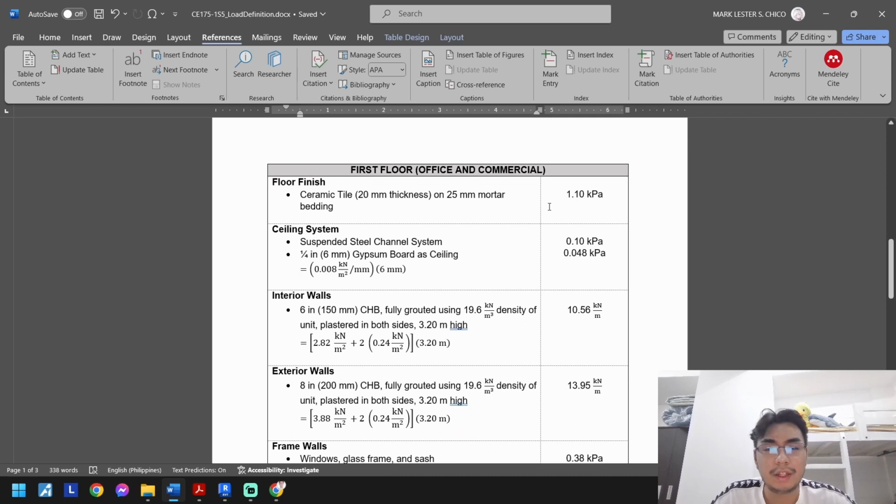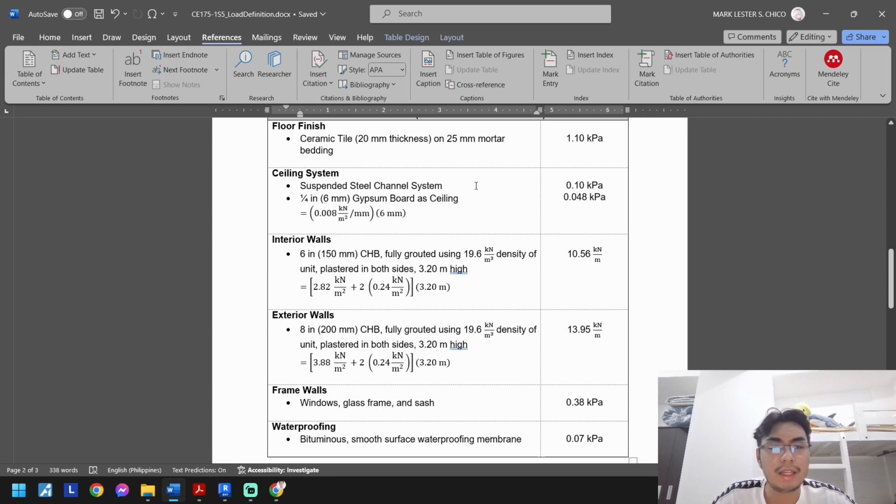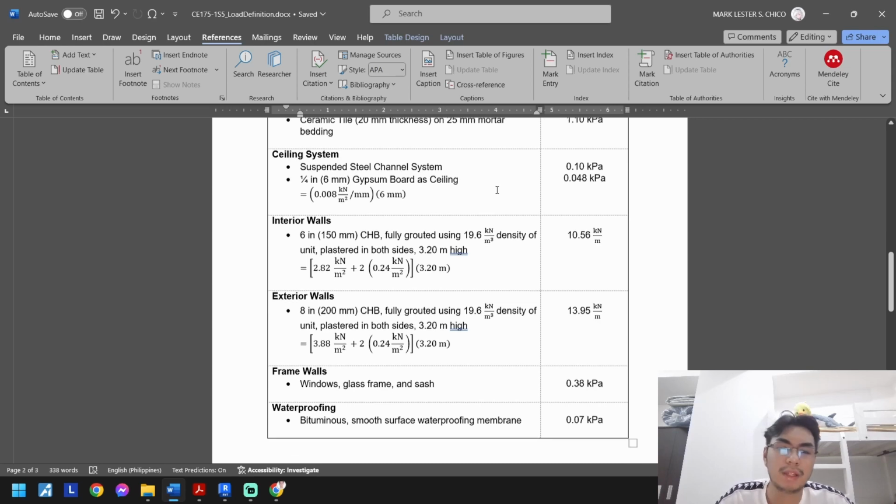Moving on to the first floor, the floor finish is also ceramic tile, 20 millimeters thickness on 25 millimeter mortar bedding. For the ceiling system, it is just the same. It has a suspended ceiling channel system and 1/4 inch gypsum board as ceiling.